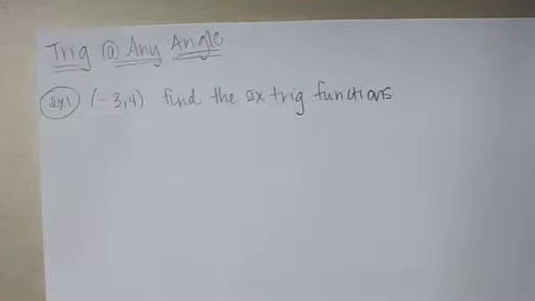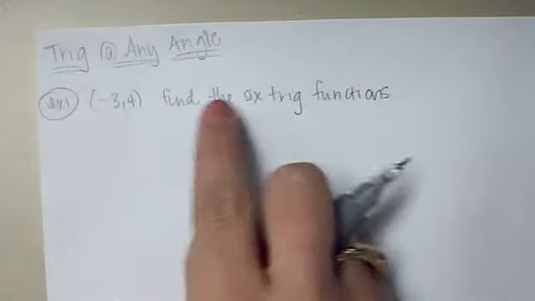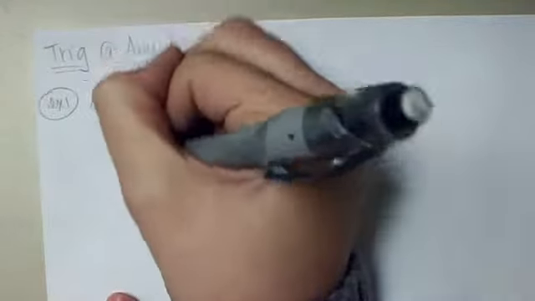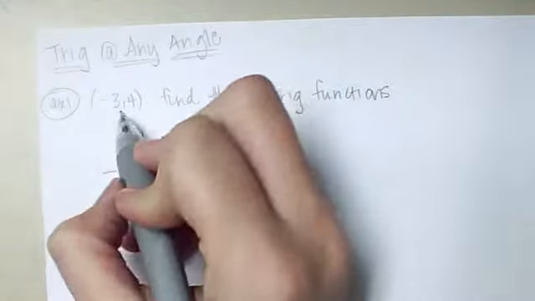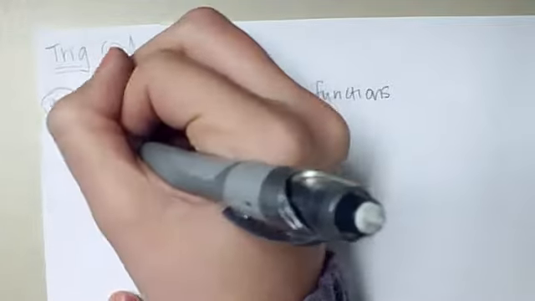Today in pre-cal we talked about trig at any angle, so what to do if the radius is not 1, basically. The first example is if I have the point -3, 4, and I want to find all 6 trig functions. I'm going to start by thinking about what quadrant this point would be in, and that would be the second quadrant. So I'm going to draw a triangle in the second quadrant.